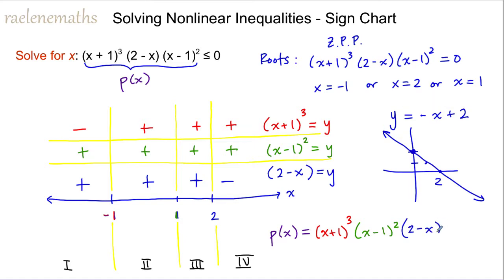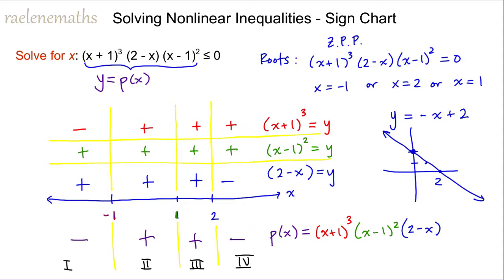And so when I multiply all of those factors together to get p of x, I can look in each column separately and multiply or find a product of the three signs. And so in column 1, region 1, when x is to the left of negative 1, the purple y values on the p of x graph will be negative times positive, which is negative. In the second region, the product of the signs is positive. In the third region, the product of the signs is positive. And in the fourth region, the product of the signs is negative.